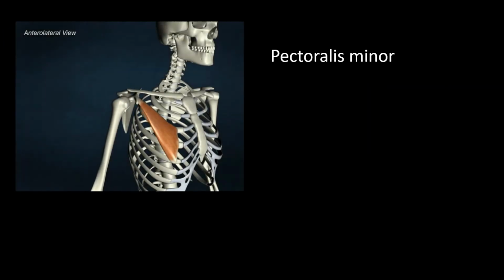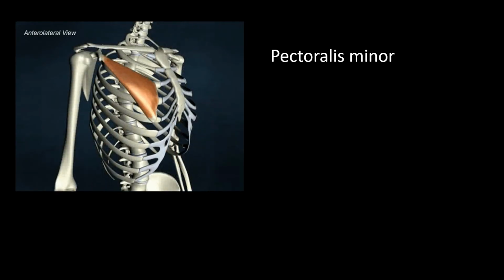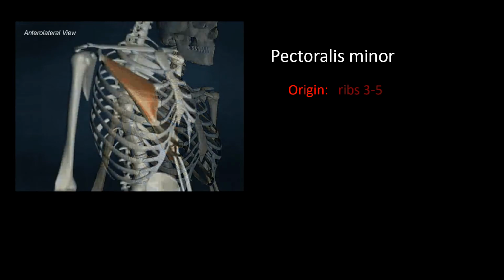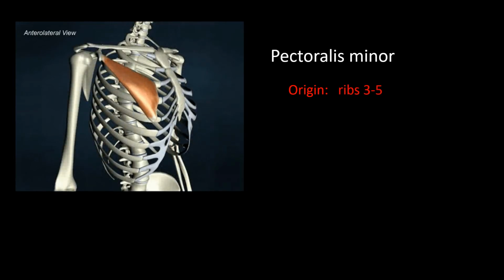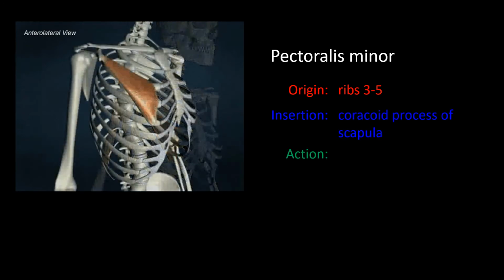This is the pectoralis minor, so it is actually deep to the pectoralis major, so this is not something you would ever see in terms of surface anatomy. So the origin of the pectoralis minor is in ribs 3 through 5, and the insertion is in the coracoid process of the scapula.